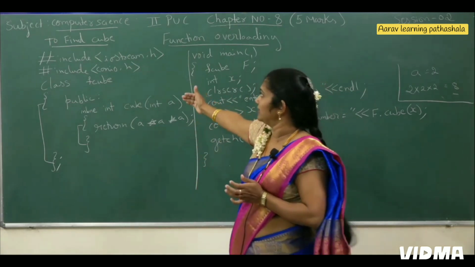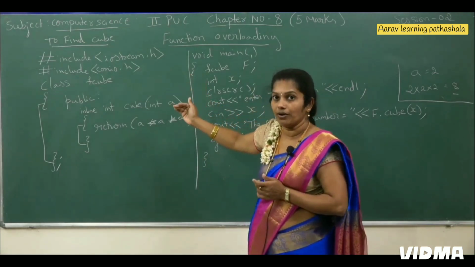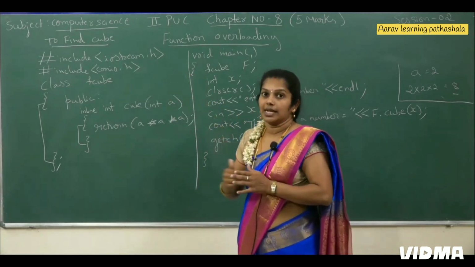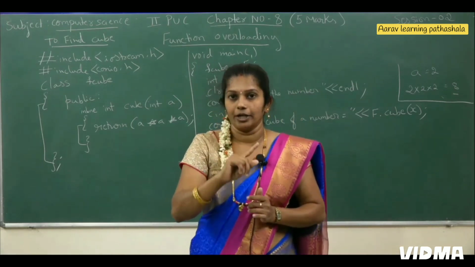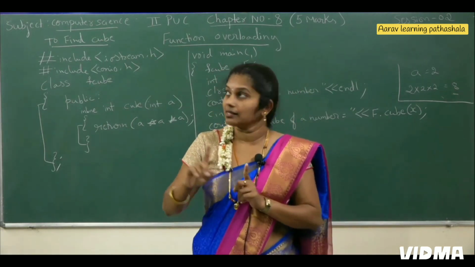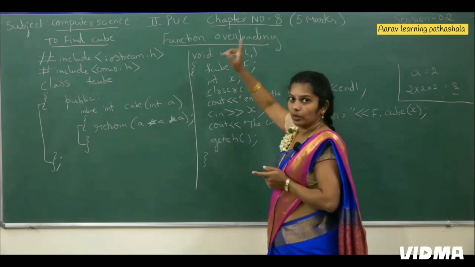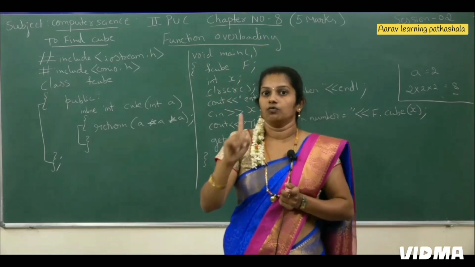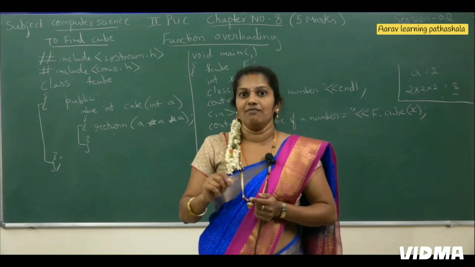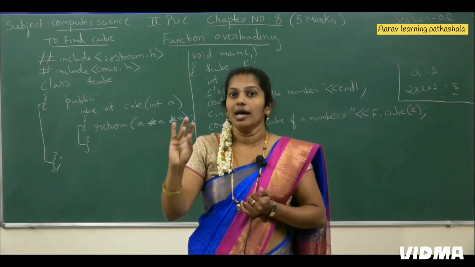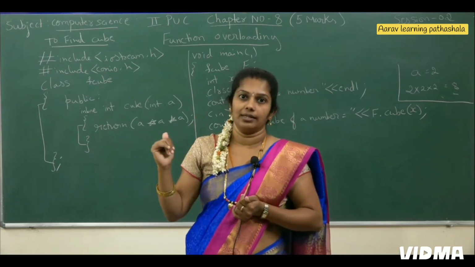We have explained one example program to find the cube of a number. Next class I am going to explain friend functions. On this chapter, as I already told you, they will ask only one question for 5 marks. The first question may be what is function overloading, its advantages and disadvantages, with a program. In the same way for inline function also: definition, advantages, disadvantages and then a program.